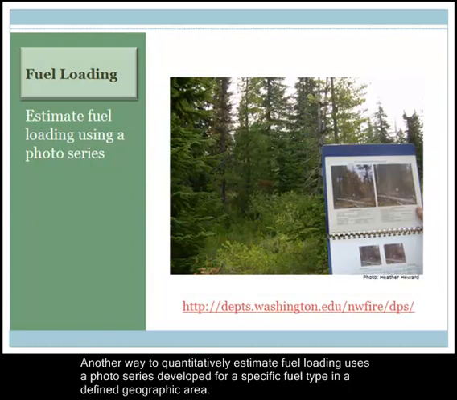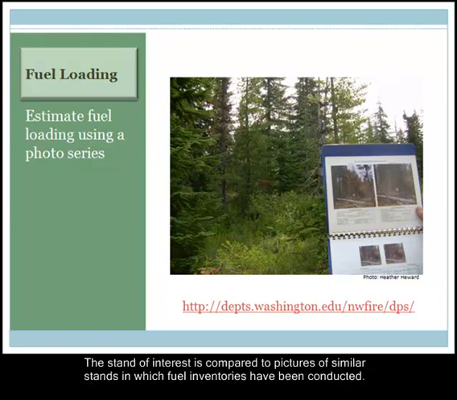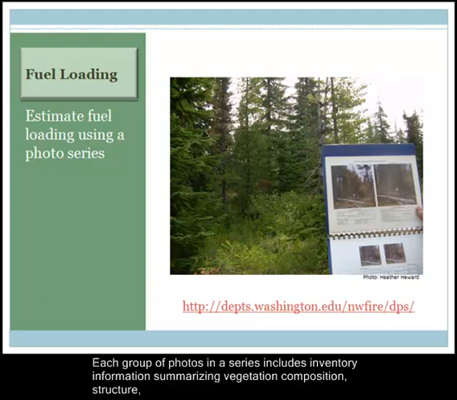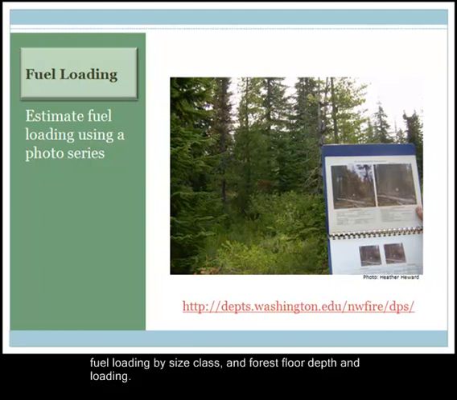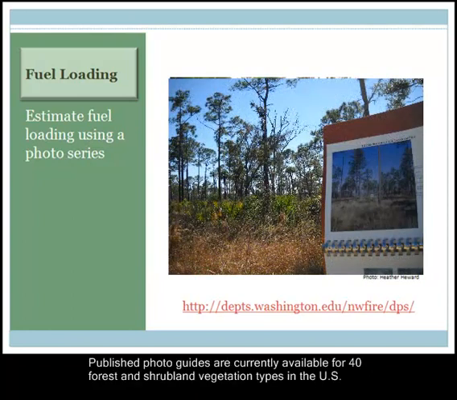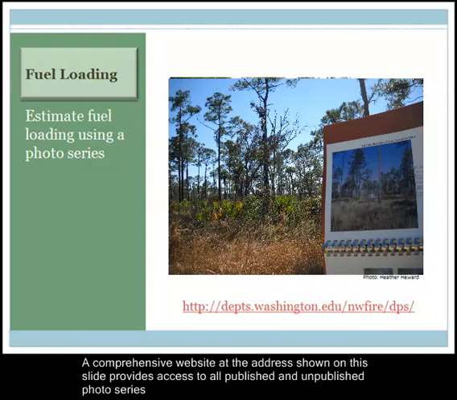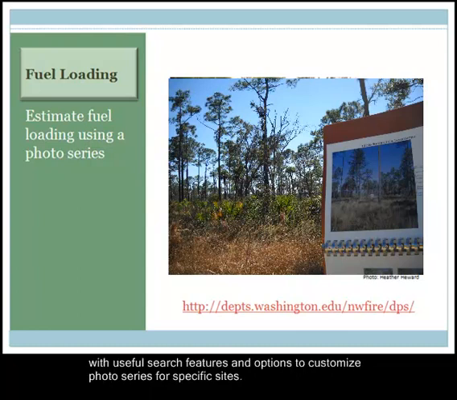Another way to quantitatively estimate fuel loading uses a photo series developed for a specific fuel type in a defined geographic area. The stand of interest is compared to pictures of similar stands in which fuel inventories have been conducted. Each group of photos in a series includes inventory information summarizing vegetation composition, structure, fuel loading by size class, and forest floor depth and loading. Published photo guides are currently available for 40 forest and shrubland vegetation types in the U.S. A comprehensive website at the address shown on this slide provides access to all published and unpublished photo series with useful search features and options to customize photo series for specific sites.